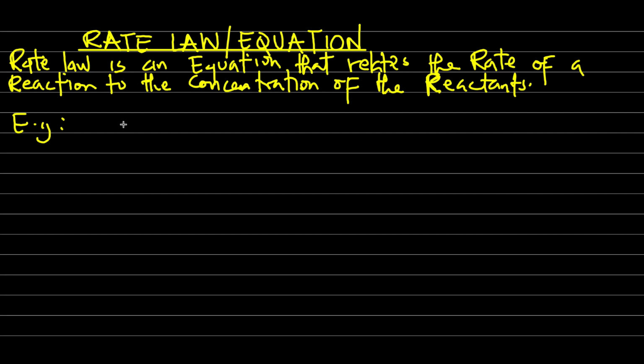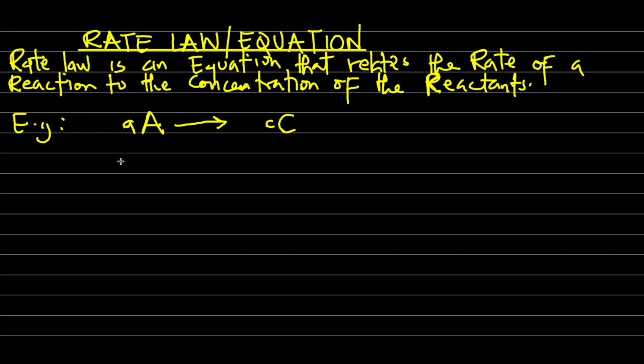Now let's take a reaction that has just one reactant. We have aA giving us cC. This small letter a is the stoichiometric coefficient of this A. The small letter c is the stoichiometric coefficient of this C. Now this arrow is what is separating the reactant from the product. Reactant is always at the left hand side of this arrow, while the product is always at the right hand side of this arrow. So in this case the reactant is A.